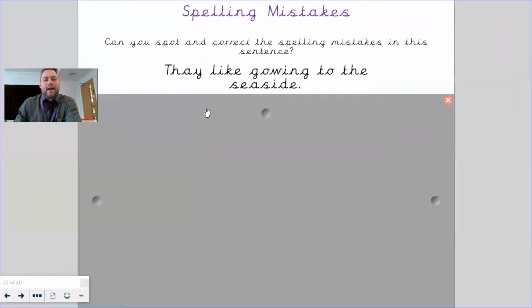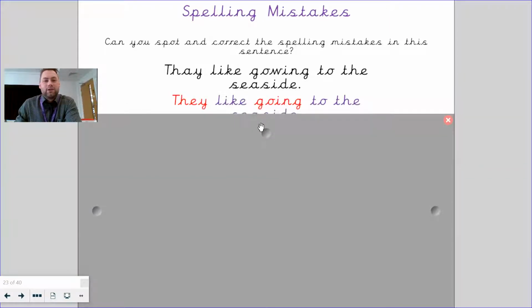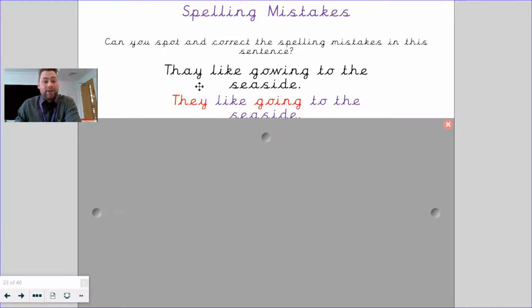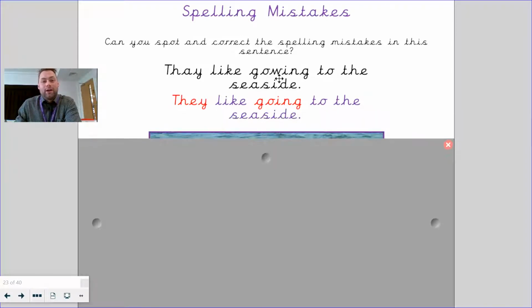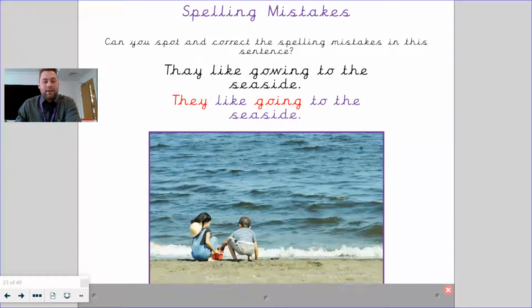They like going to the seaside. That's how it reads. Let's actually have a look to see what it should be. They is spelt with an E, not an A, and going, we get rid of the W here. So we can see here now, they like going to the seaside. Children are there playing by the sea.